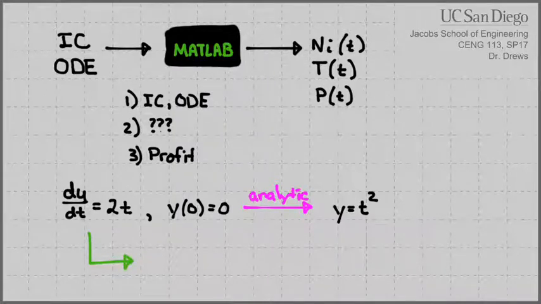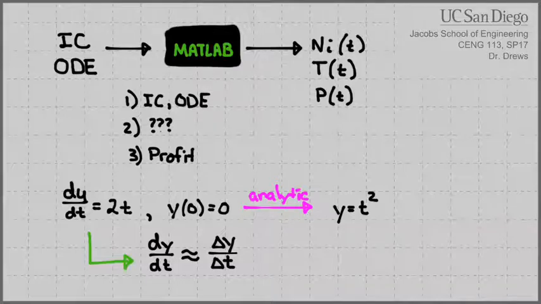So MATLAB says, I'm going to approximate dy dt as the change in y over the change in t. So I've transformed from a differential equation to what's called a difference equation. The deltas here are math deltas, not chemical reaction deltas. We're not talking anything about before and after reactions. We're just talking about the change in a variable with respect to the change in another variable.